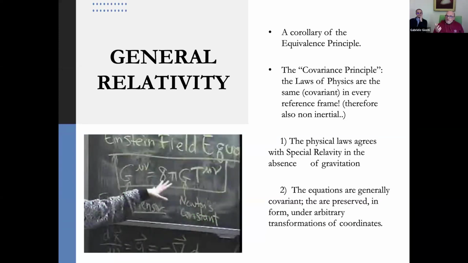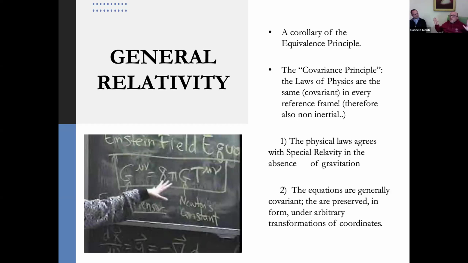Now, as a corollary of the equivalence principle, we have the covariance principle. The laws of physics are the same, covariant, in every reference frame. That means in every reference frame, even if two frames are accelerating with respect to one another, you write the Einstein equation and its form is always the same. All the physics should be covariant: you should be able to write the same equations in every reference frame, even if the frames are accelerating with respect to each other.